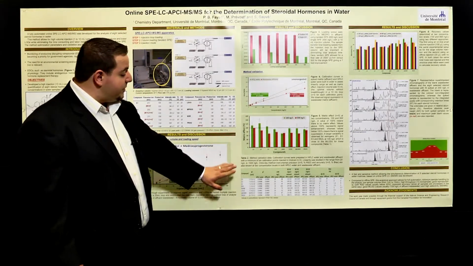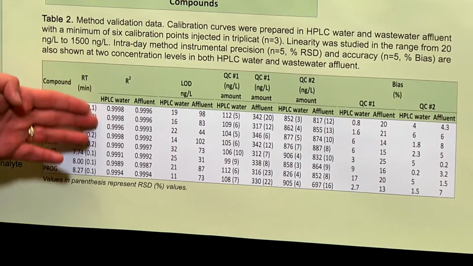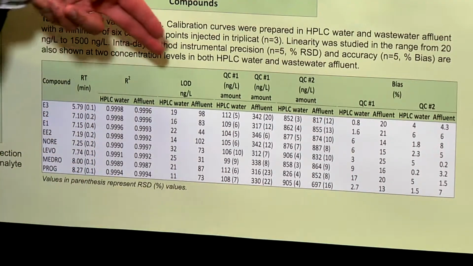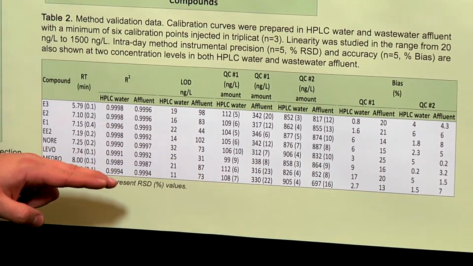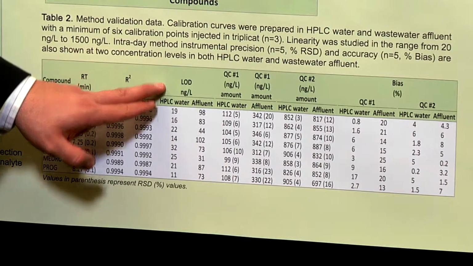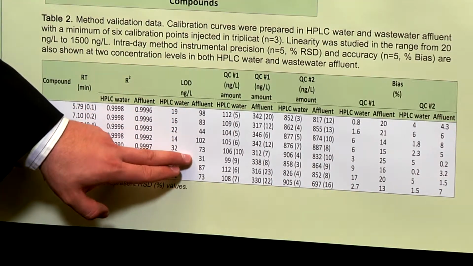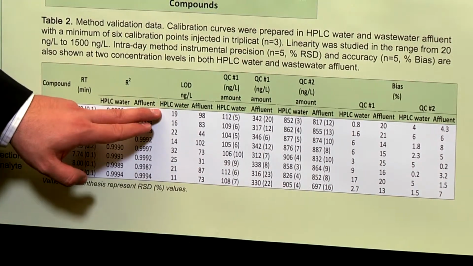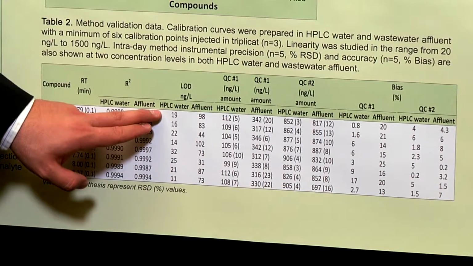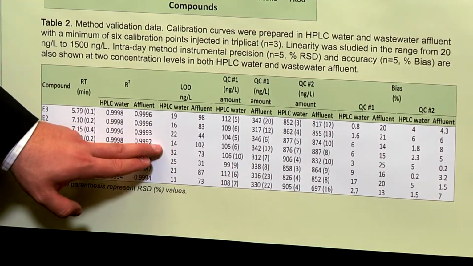So here we have the traditional method validation also here. So we did all the methods. We have all the calibration curve, R squared, the different QCs that we use, and you see the RSDs are very good here if you look at these later on. And we have the LODs here I want you to look at also here. The LODs here in effluent, so effluent wastewater, is between 31 and 102 nanograms per liter, whereas in cleaner water, so HPLC type water, we have between 11 and 32 nanograms per liter.